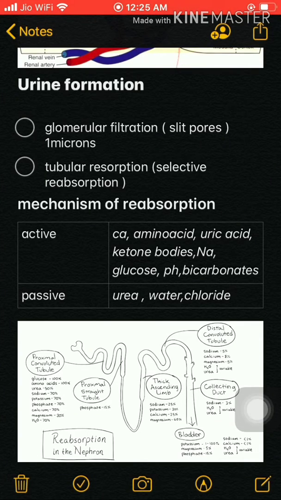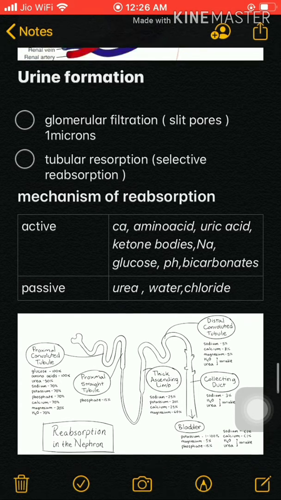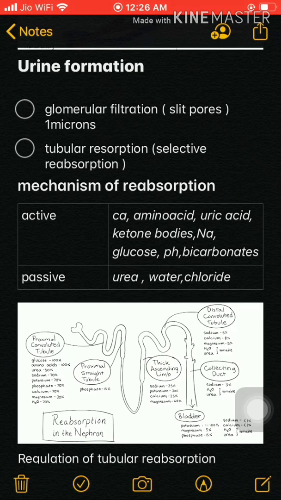Urine formation takes place in 3 steps. First one is the glomerular filtration, which is a process by which the blood that passes through the glomerular capillaries is filtered through the filtration membrane, what we studied above. And the other one is the tubular reabsorption. Reabsorption of what? They absorb only the selective substances.